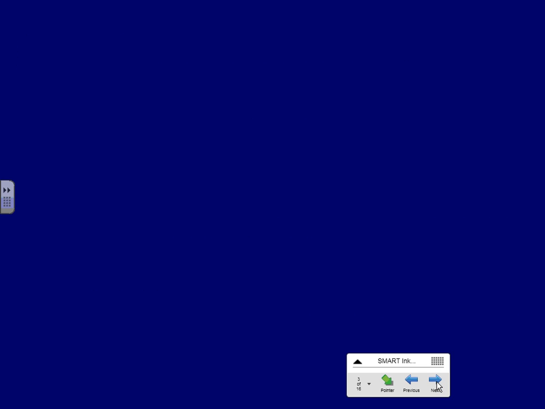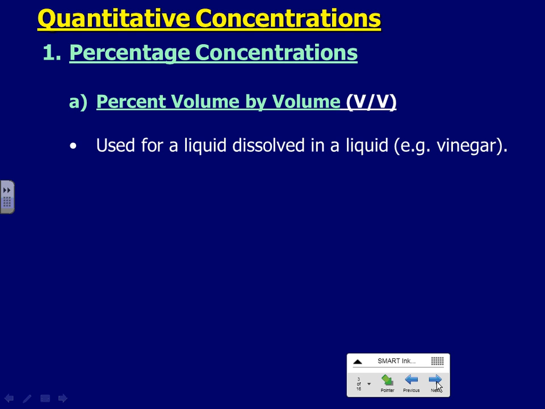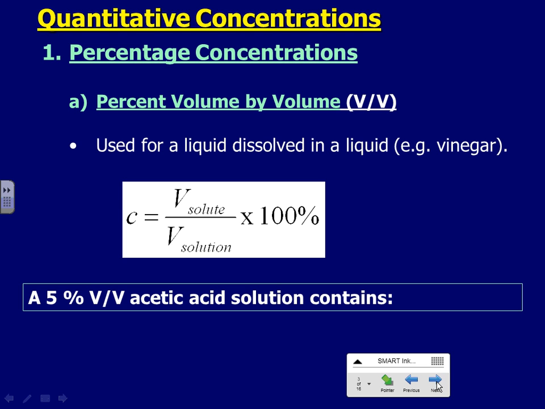Okay, so let's talk today about quantitative concentrations. And the first type of concentrations I'm going to be teaching you about are what we call percentage concentrations. We have seen percentages before. We've seen percent composition, that was a percentage of masses. We've seen percent yield, also a percentage of masses.